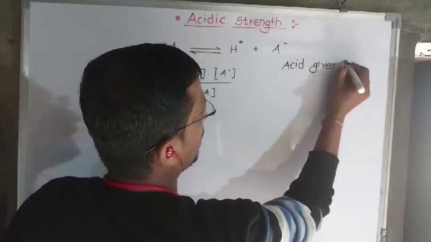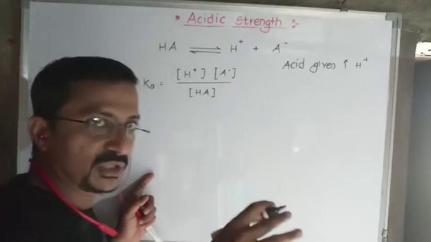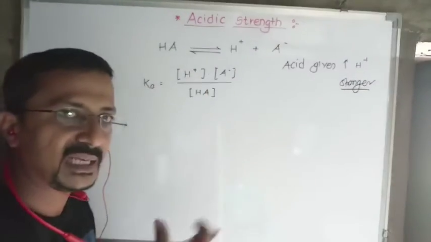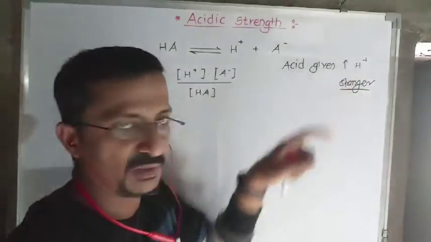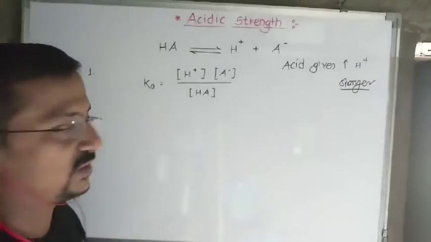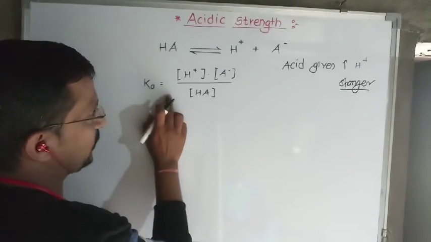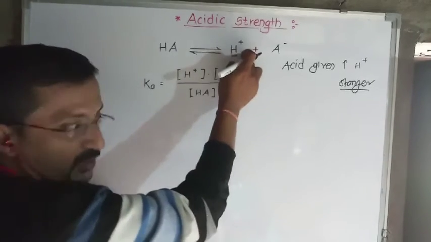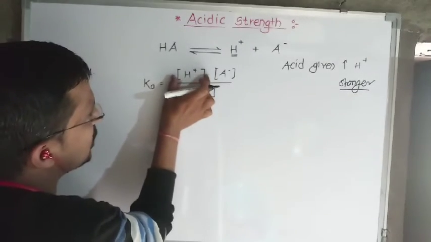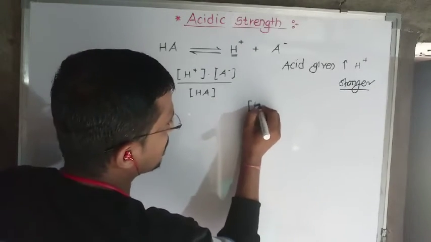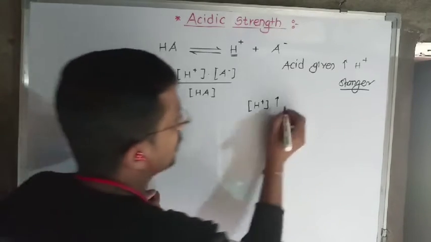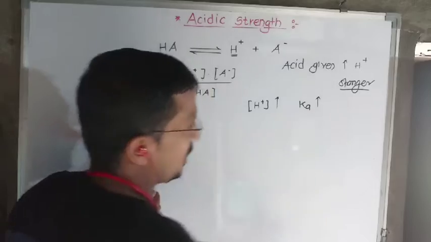Now if you observe the equation, the acid which gives more H plus ions, we consider that acid becomes stronger. When we say that acid is stronger, it gives more number of H plus ions, isn't it? Now just look at the equation. If this acid is considered stronger when it gives more H plus ions, meaning concentration of H plus ion is more, then automatically the Ka value will be more.